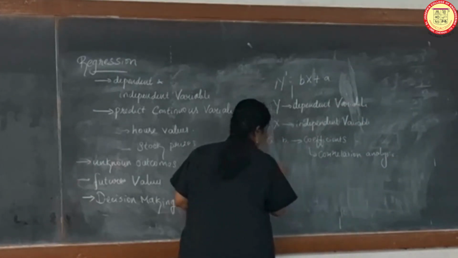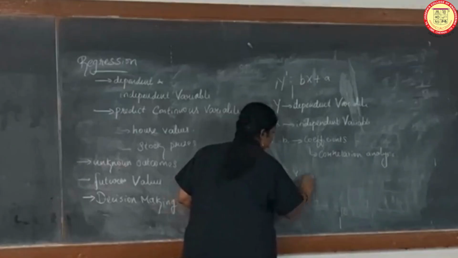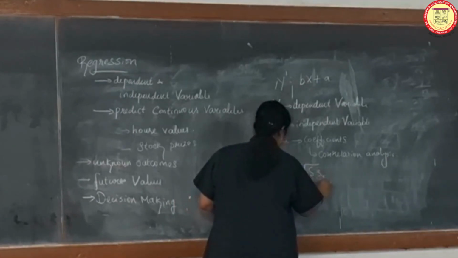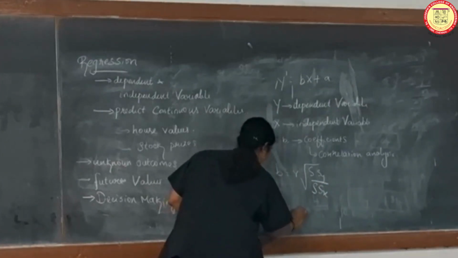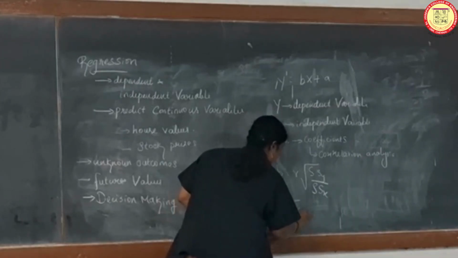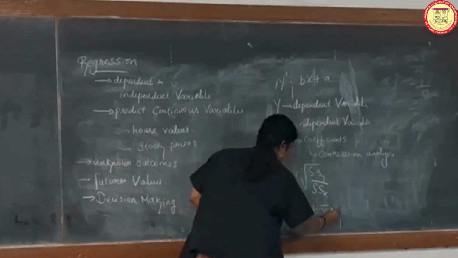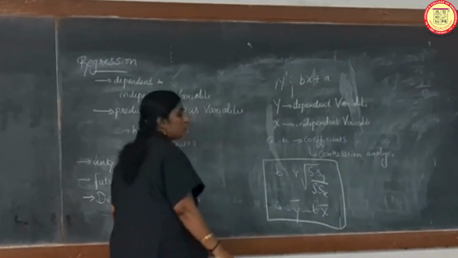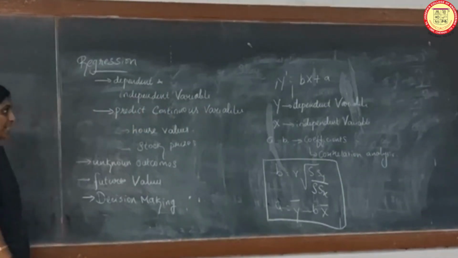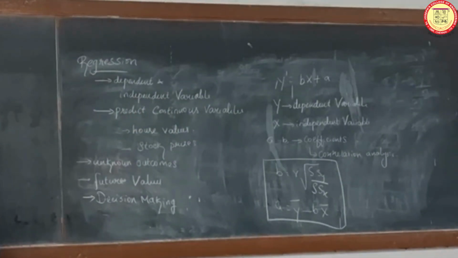So b can be calculated by using the formula r into root of SSY divided by SSX, and a can be calculated by the formula a is equal to y bar minus b into x bar. These are all the formulas that can be used to calculate the regression line. By using this regression line, we can easily predict future values, unknown values, and based on those values we can make the decision making process.